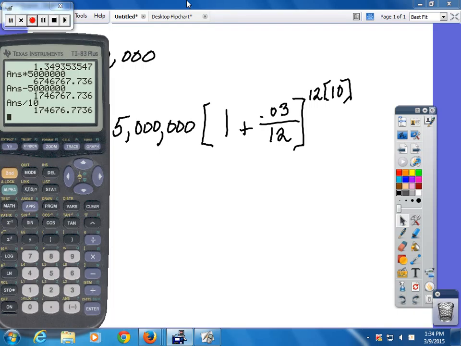Y to the X, you can probably do it on yours. Y to the X. Yeah. And put 120, and close parentheses. And then equals. And that's that. And multiply that times 5 million. 5 6 years. There you go.